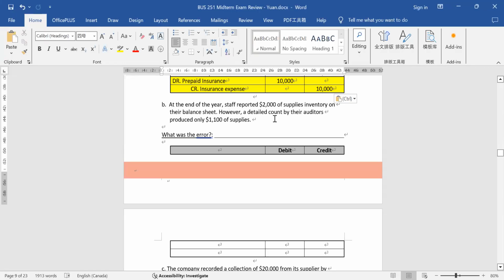At the end of the year, staff reported 2,000 of supplies inventory on the balance sheet. However, a detailed count by the auditors produced only 1,100 of supplies. What was the error? Actually, there's no error here. The other missing 900 could have been put into use and is not booked or recorded yet. So we just have to make an adjusting entry. So here, no error.